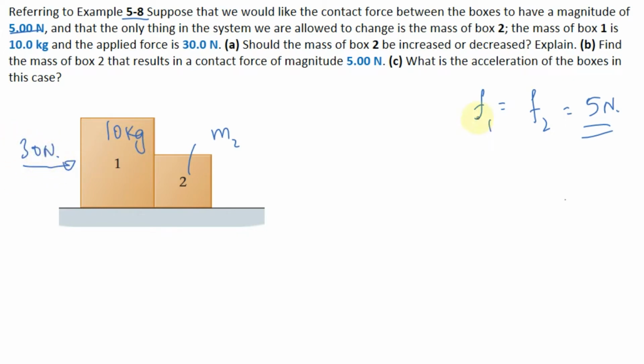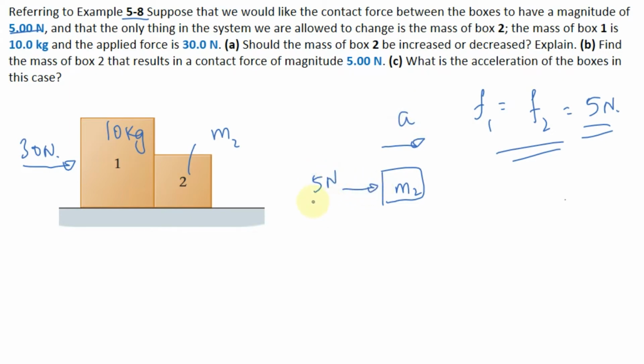Mass for box 1 remains the same, that is 10 kg, and the force applied is also the same, that is 30 Newton. Now in the A part we need to tell whether the mass of box 2 should be increased or decreased such that this contact force becomes 5 Newton. We know that the contact force between the boxes is responsible for accelerating mass m2. So if you see the free body diagram for the mass m2, it accelerates in this direction with some acceleration a, and this contact force is 5 Newton.